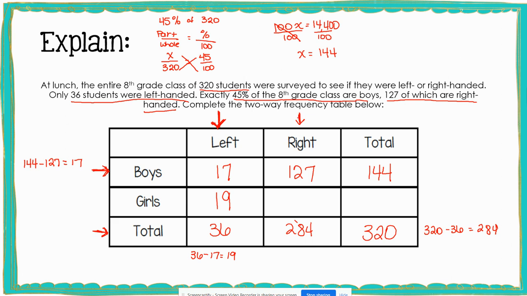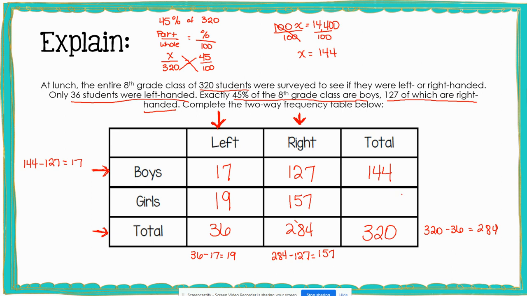Now I can use that to figure out how many girls are right-handed. I know there are 284 total students who are right-handed, and 127 of them are boys. To figure out how many girls, I'm going to take my total and subtract the number of boys from that. Well, 284 minus 127 is going to give us 157. So there are 157 girls who are right-handed.